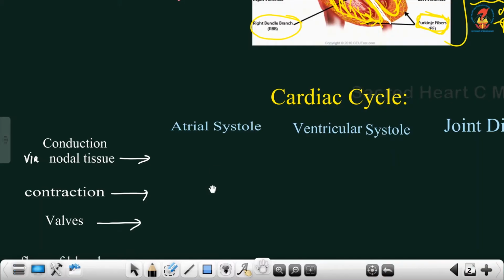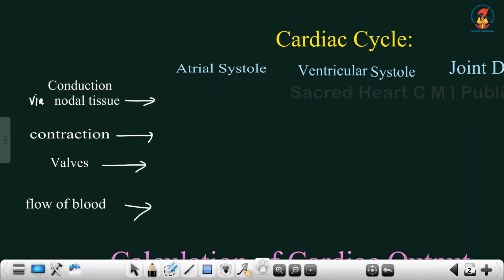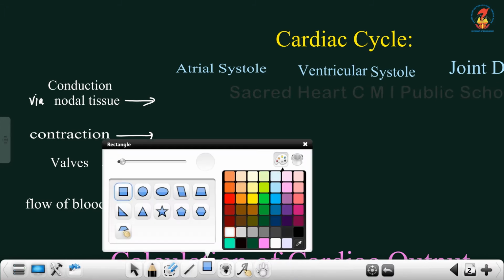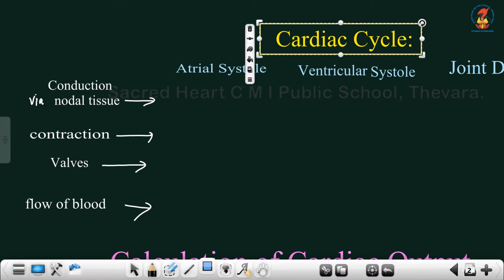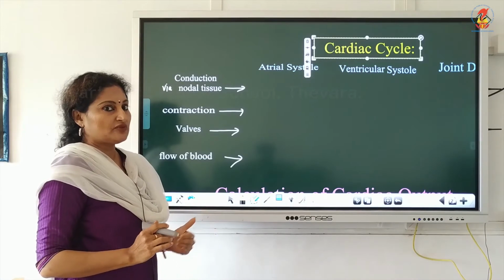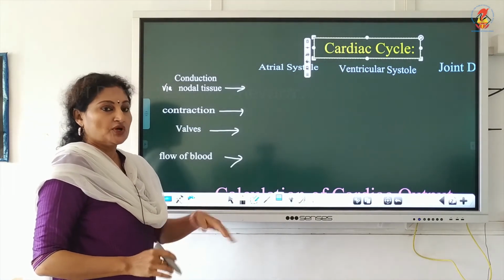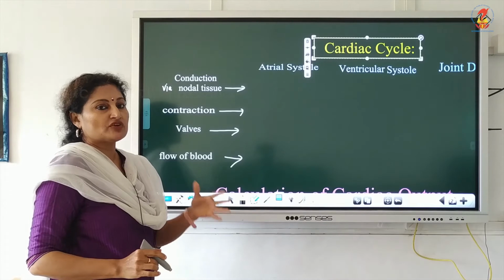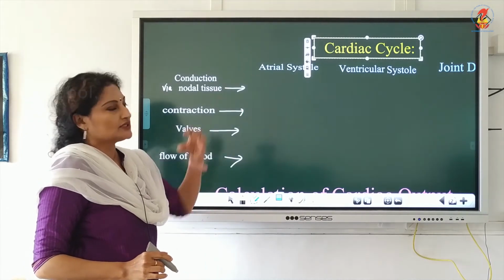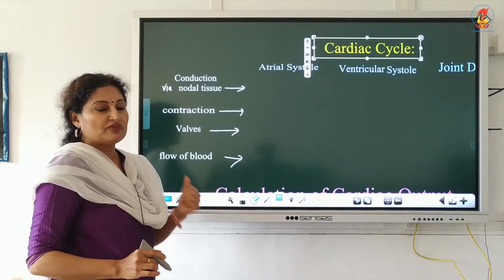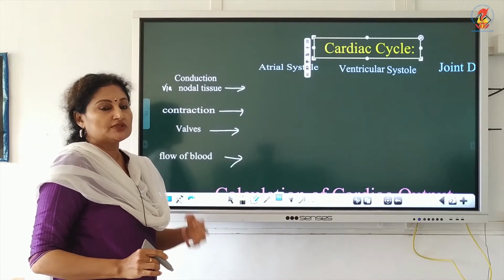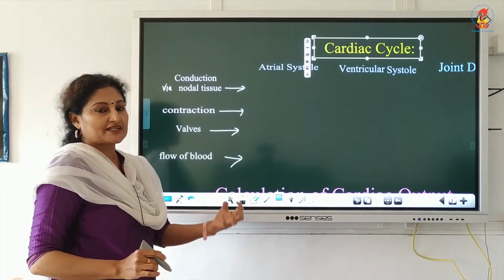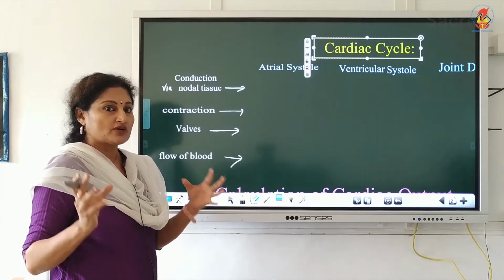Now, the next topic we are going to proceed to is the cardiac cycle. And this you have studied in the 10th standard. When you studied in the 10th standard, we didn't bring in the nodal tissue, but now in the 11th we have learnt about the nodal tissue. So we have to incorporate into the different phases of the cardiac cycle the role of the nodal tissue. And very, very important, the nodal tissue plays an important role because it is the nodal tissue that is transmitting or propagating the action potential that brings about the contraction.